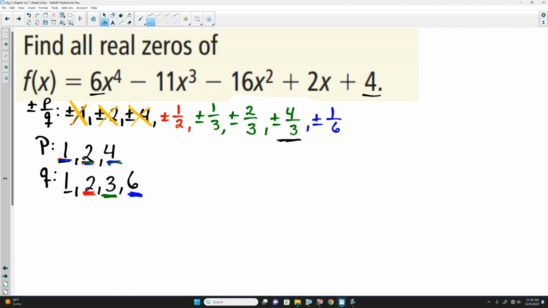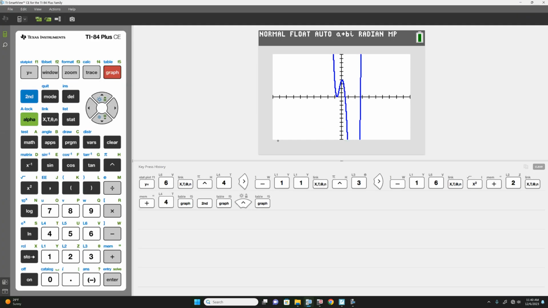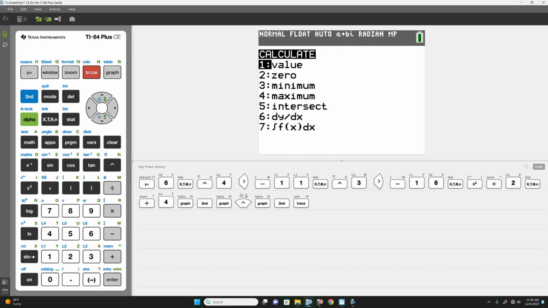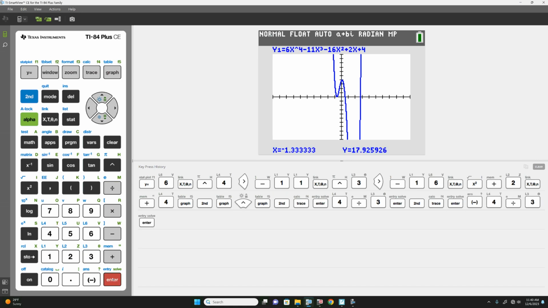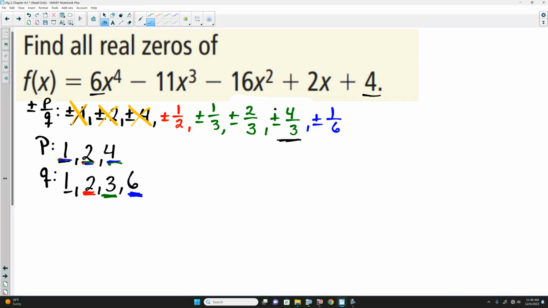Now we can check that. So if y'all remember this here, second, calculate. Second, calculate. And if we select the first one as value, 4 divided by 3 gives us negative 28.8 repeated, so that doesn't work. I can go second trace value negative 4/3, and it does not give us one either. 4/3 and negative 4/3 are out.